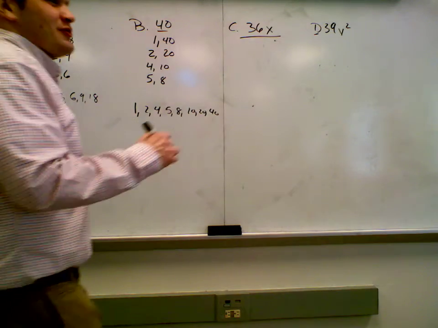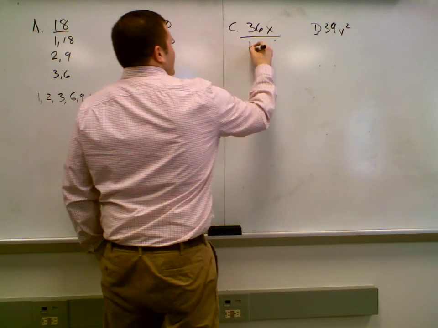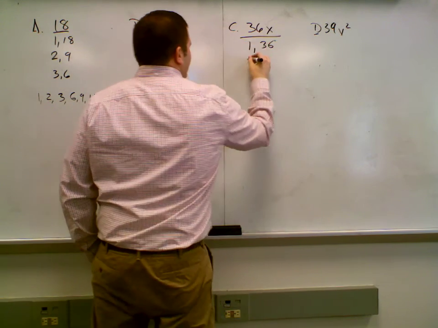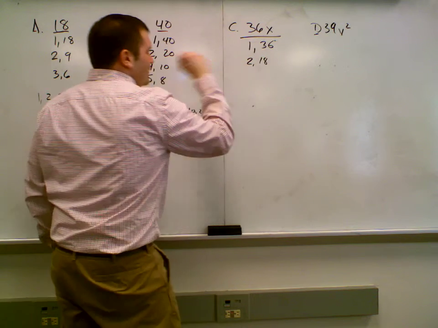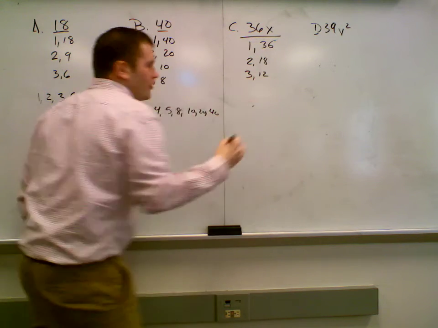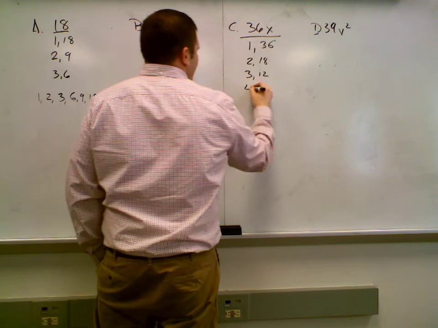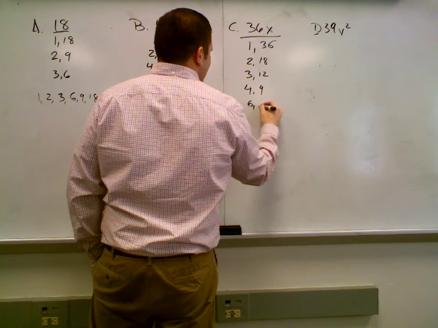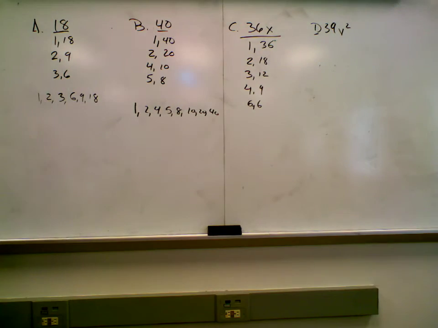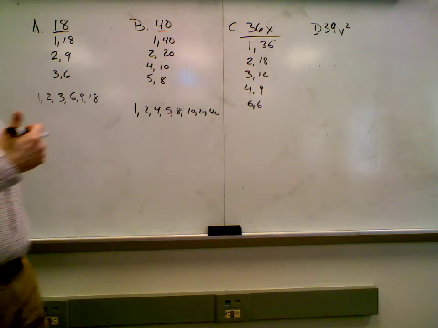Alright, factors of 36, what are they? 1 and 36. 2 and 18. 3 and 12. Jamira, you're on a roll. 4 and 9. 6 and 6. And because I have 6 and 6, I'm done. Does that make sense? So we go in order. It's really easy to find out when you're done with all your factors.